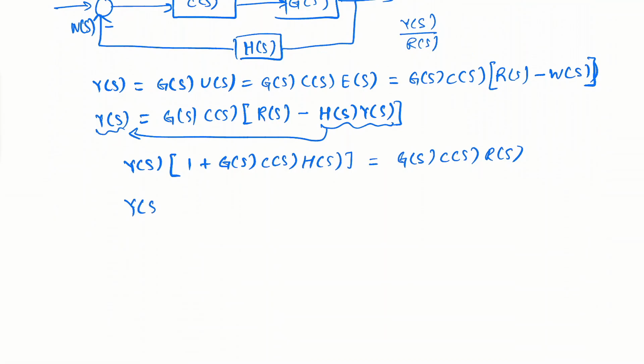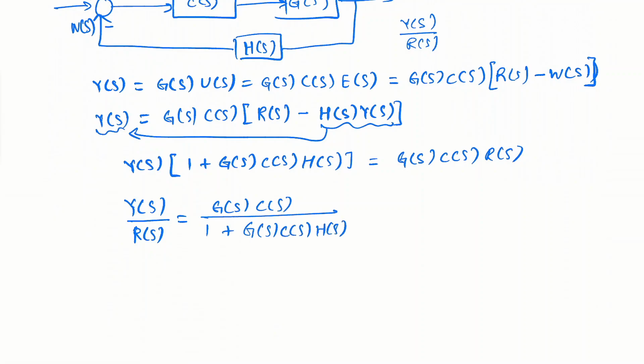So the closed loop transfer function is g of s, c of s over 1 plus g of s, c of s, h of s. Since it is unity feedback, h of s is equal to 1. Since it's a proportional controller, c of s is equal to Kp, and g of s we already know. So let us substitute these things to obtain the closed loop transfer function.